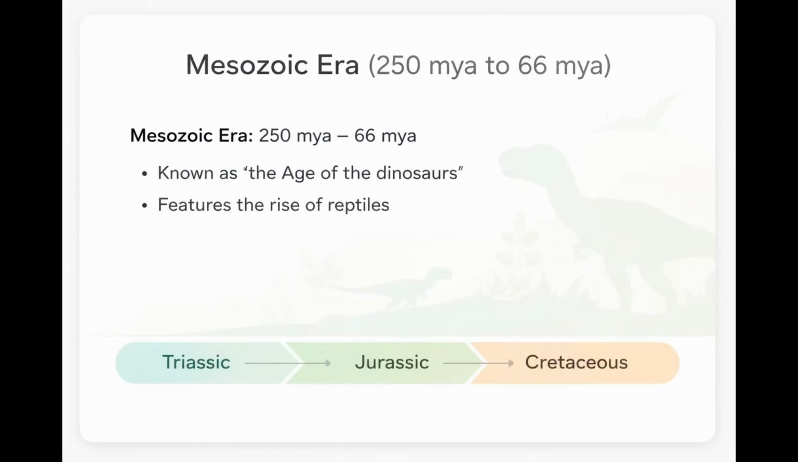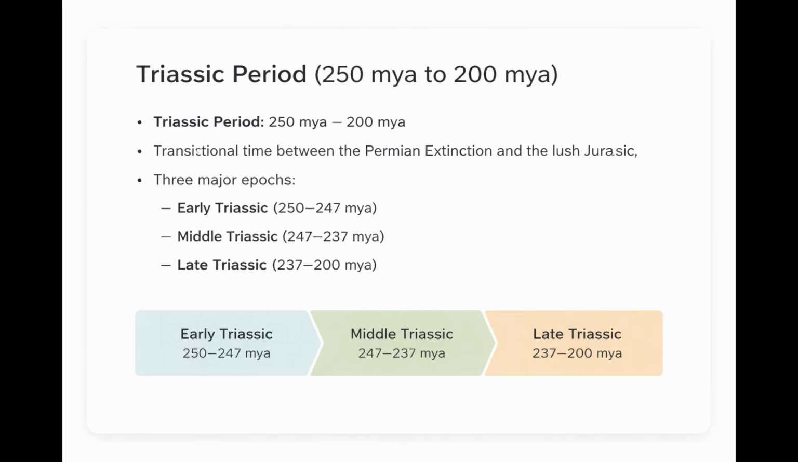The Mesozoic era spans 250 million to 66 million years ago. It's widely known as the Age of the Dinosaurs, and the key theme is the rise and dominance of reptiles. Within the Mesozoic, we'll focus on its three periods: Triassic, Jurassic, and Cretaceous, because each has distinct evolutionary and environmental milestones. The Triassic period runs from 250 to 200 million years ago.